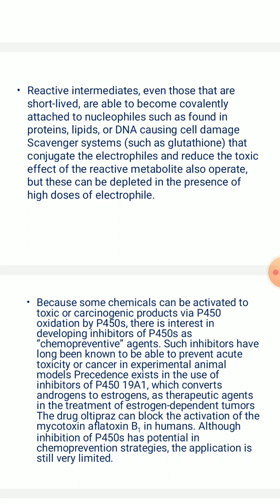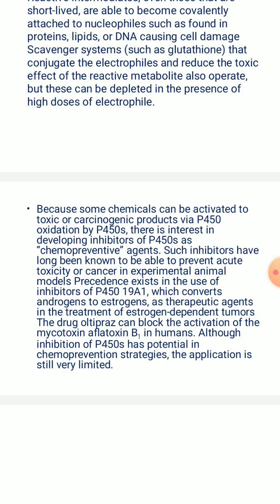Because some chemicals can be activated to toxic or carcinogenic products via P450 monooxygenase oxidation, one area of interest is developing inhibitors of P450s as chemopreventive agents. Such inhibitors have long been known to prevent acute toxicity and even cancers in experimental animal models. Precedent exists in the use of inhibitors of P450 19A1, which converts androgens to estrogens, as therapeutic agents in the treatment of estrogen-dependent tumors. And the drug Oltipraz can block the activation of the mycotoxin aflatoxin B1 in humans. Although inhibition of these P450s has potential in chemopreventive strategies, the application is very limited.